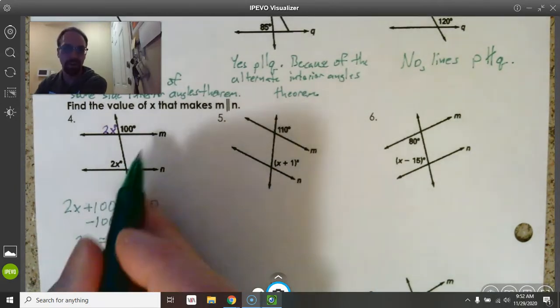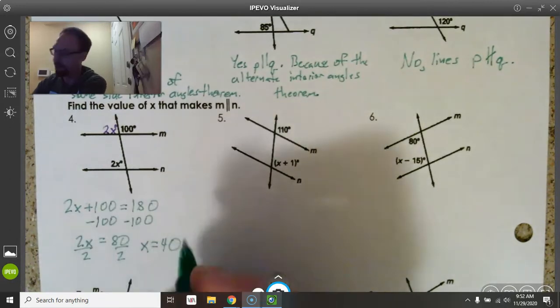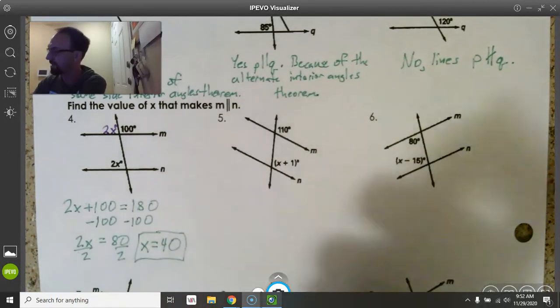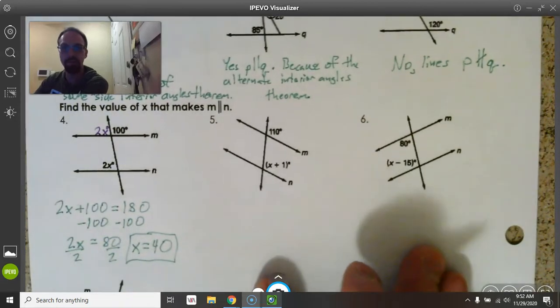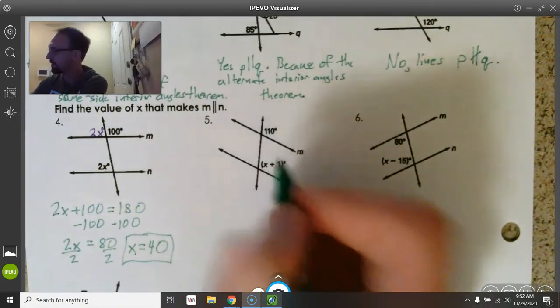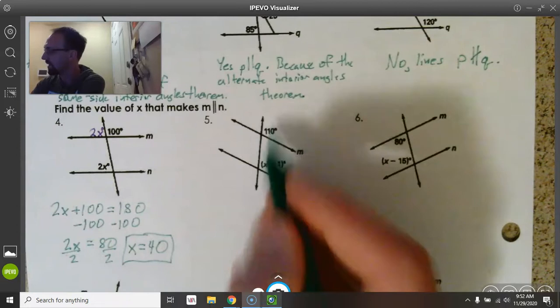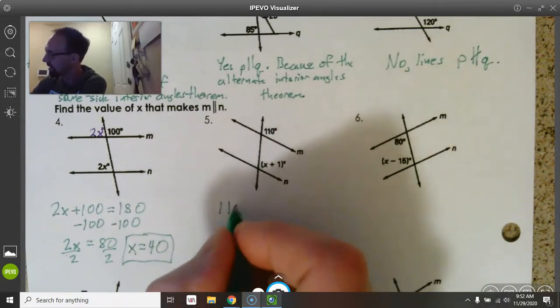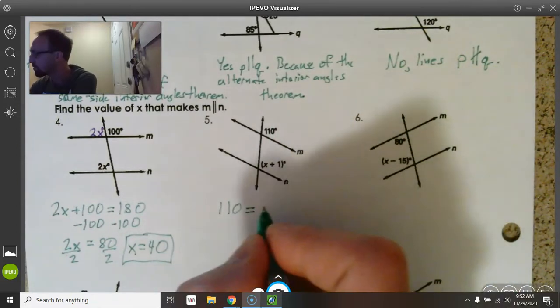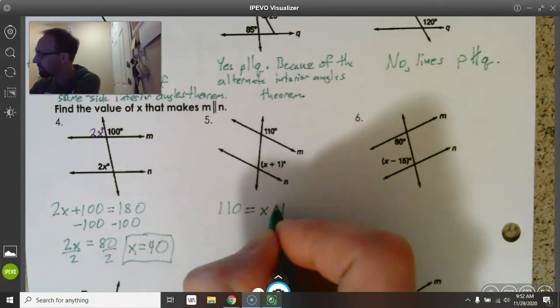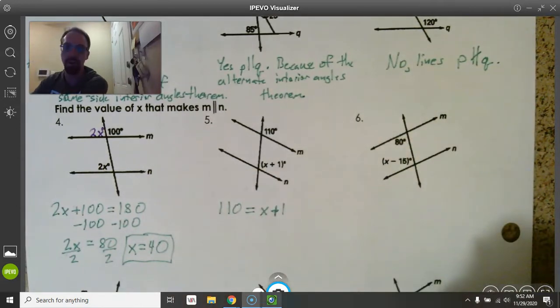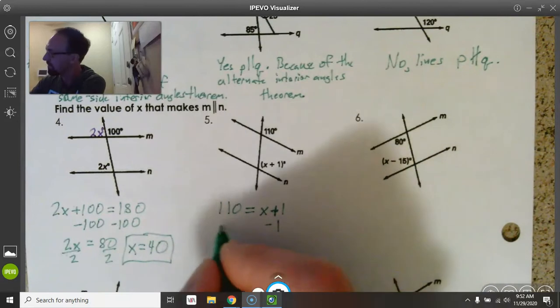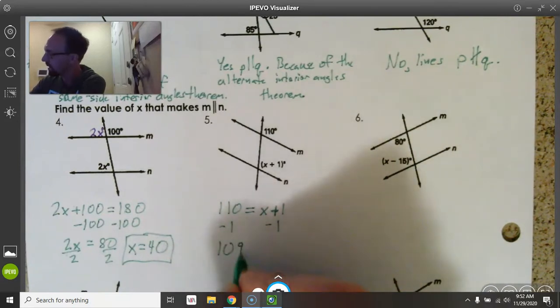Now, because we have the degree symbol here, we don't put a degree symbol with that there. With number 5, these are corresponding angles. So for these lines to be parallel, then these have to be congruent. Congruent means that they are equal to each other. The measurements are equal to each other. So I'm going to set the measurements equal to one another and then solve. Subtract 1 on each side, and I get 109.